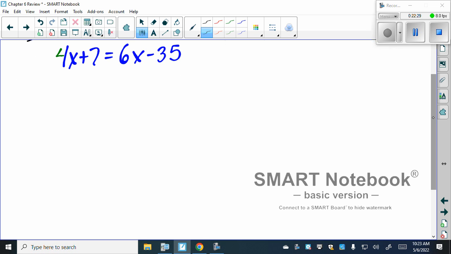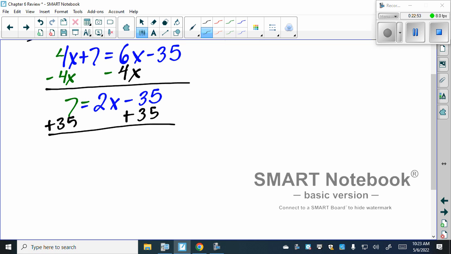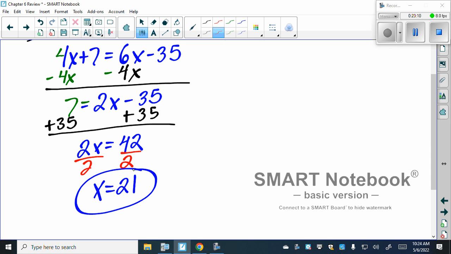Now we just need to solve. Well, we can do several things. I'll subtract 4x from both sides, which tells me that 7 is equal to 2x minus 35. Then x equals 21.